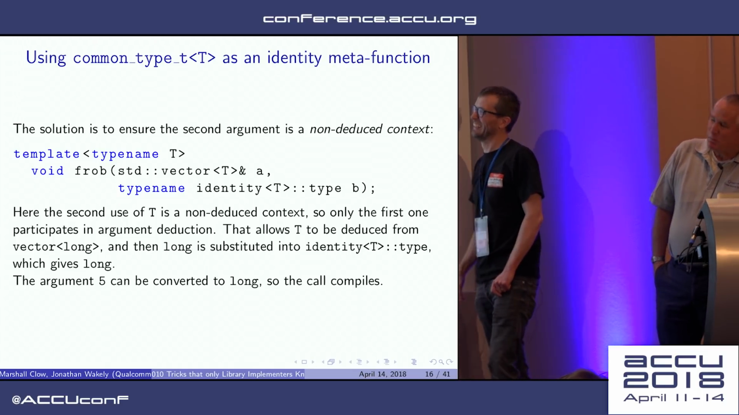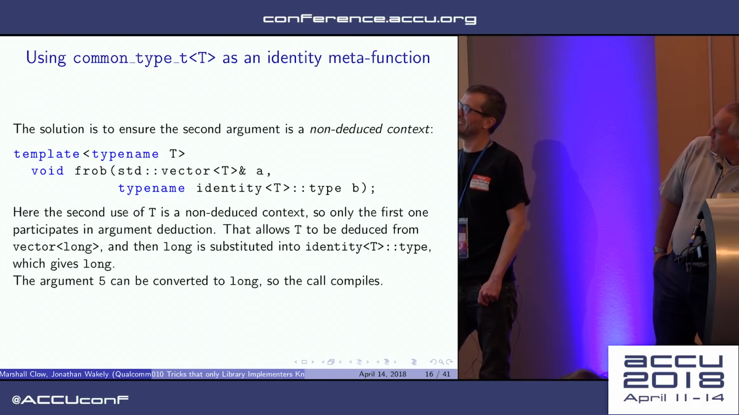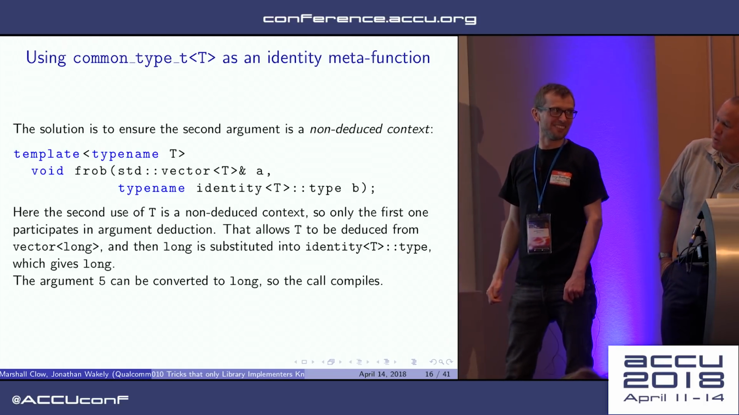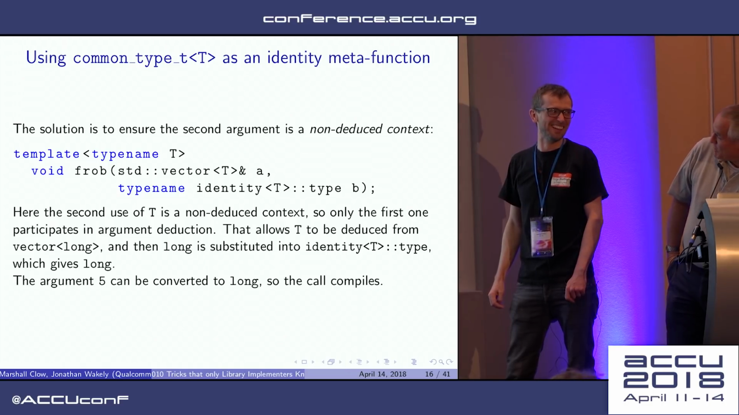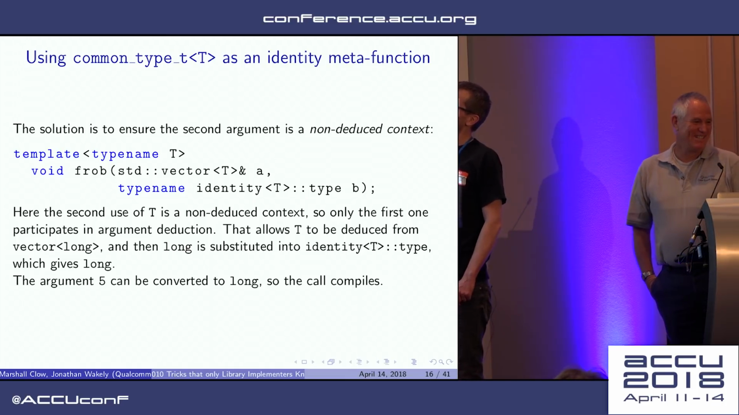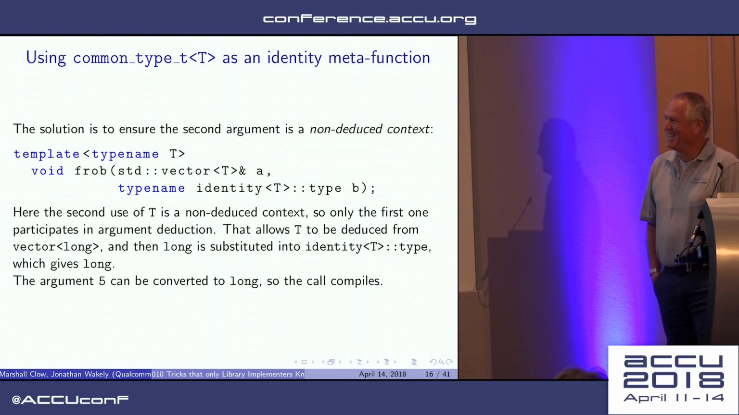Exactly. But you know what the cool thing about this is, Jonathan? Now John can make a wristband for non-deduced.